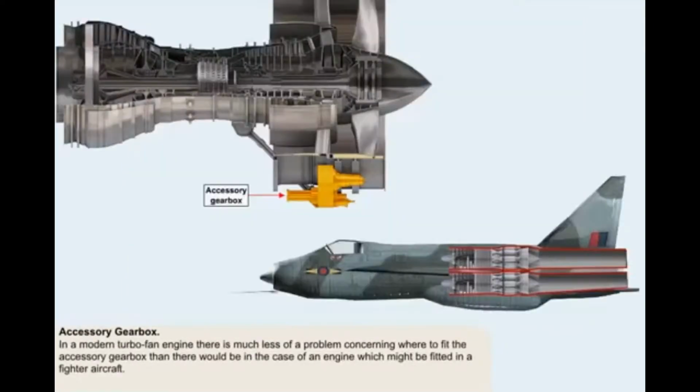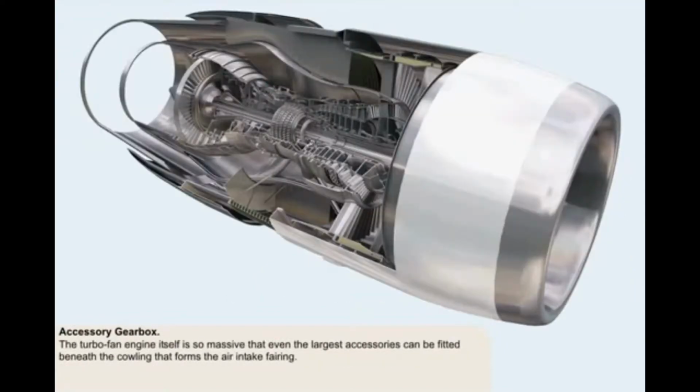In a modern turbofan engine, there is much less of a problem regarding where to fit the accessory gearbox than there would be in the case of the sleek, slimline type of engine which might be fitted in a fighter aircraft. The turbofan engine itself is so massive that even the largest accessories can be fitted beneath the cowling that forms the air intake fairing.